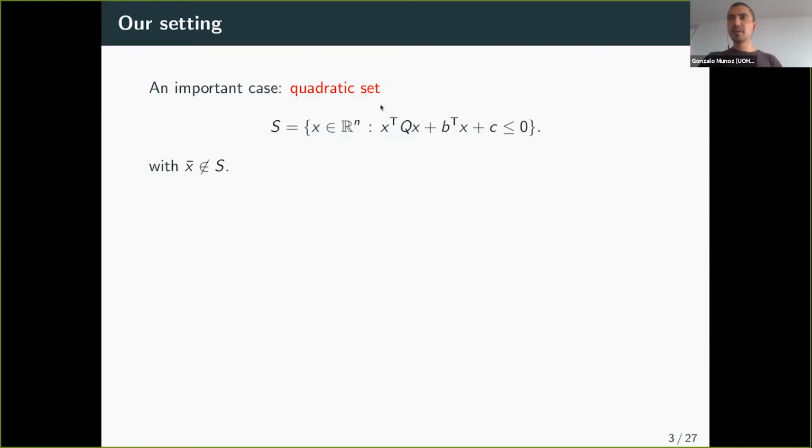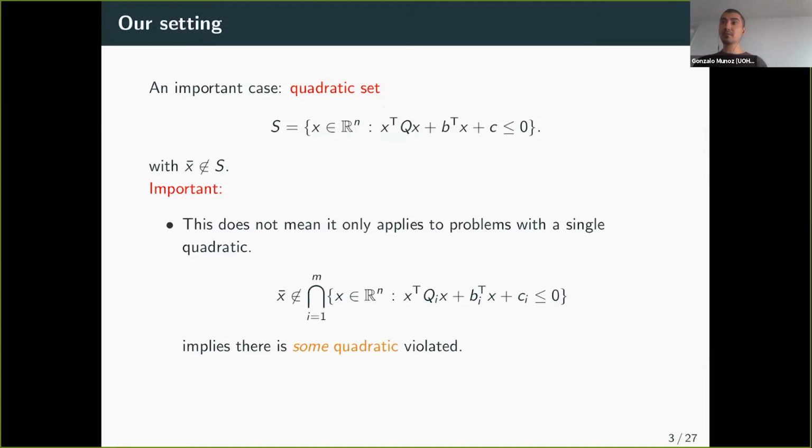Now, a few things to keep in mind here. Even though I'm only considering one quadratic constraint, this doesn't mean that it only applies to problems with only one quadratic constraint. Because if you have an LP-based solution method, you have a vertex, and even if your original problem has many quadratic constraints, there's one that's going to be violated. This is what we're assuming, so we're going to focus on that one. You can apply it, it's just that you're going to look at one at a time. And this is what I'm saying here, that if X bar does not belong to an intersection of quadratics, there's one that is violated.